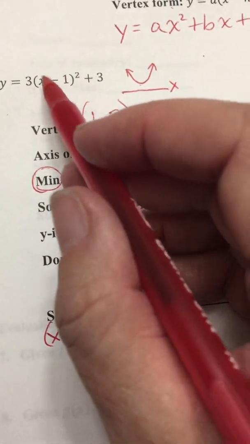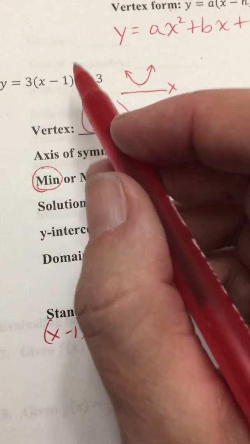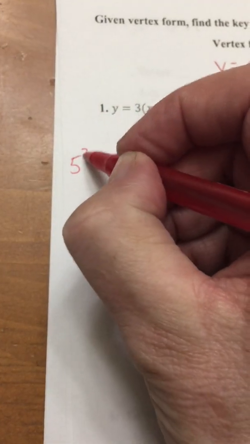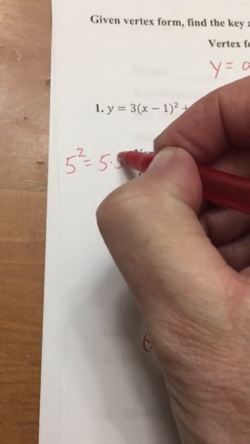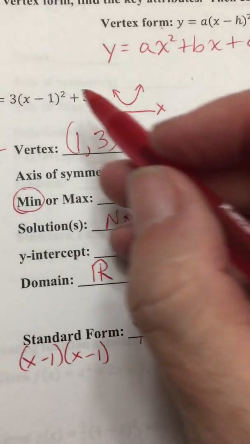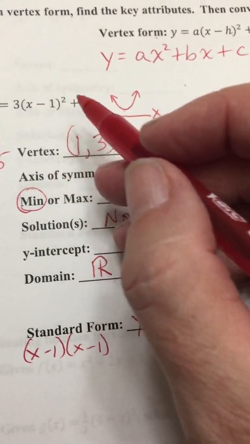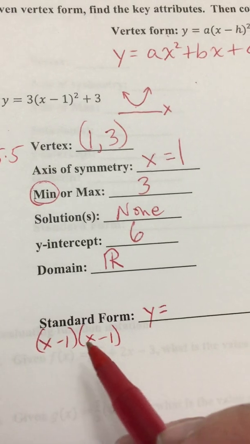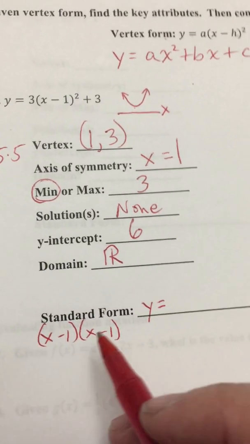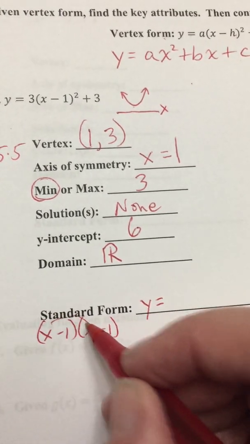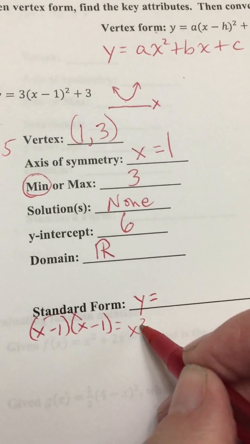I'm just doing this one little piece here. I'm squaring this thing, which means I'm taking this parentheses times itself. That's what square means. If I've got 5 squared, it means 5 times 5. That's what that little 2 means. So I'm taking this parentheses and multiplying times itself twice. So here's x minus 1 times x minus 1. This is a binomial times a binomial, double distribution. X times x is x squared.